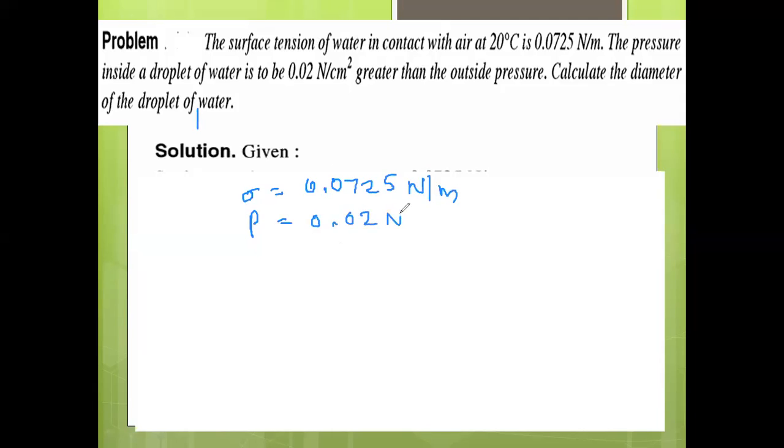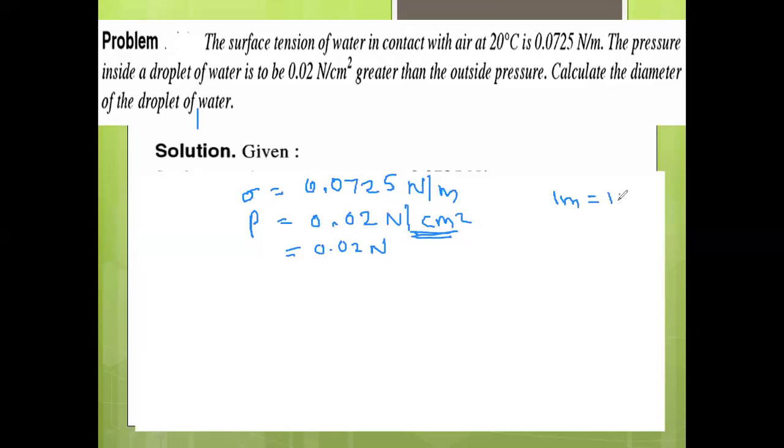0.02 Newton per centimeter square. 0.02 Newton. Now here the unit is centimeter square. We have to convert that to meter square, and we know how to do the conversion of that.